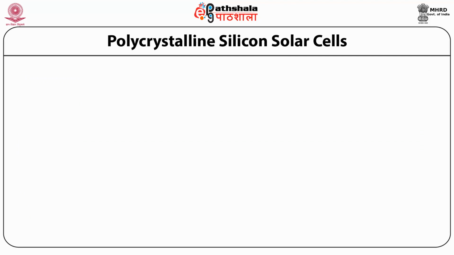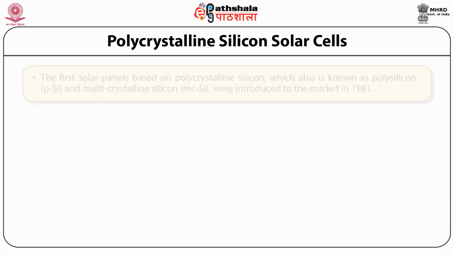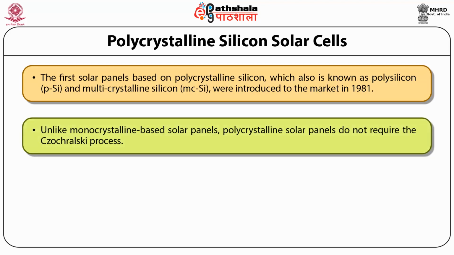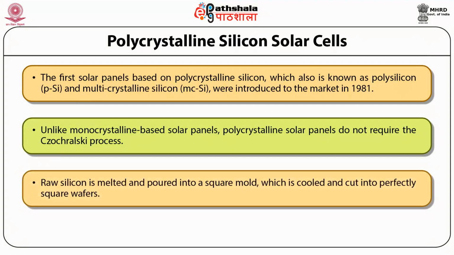The next category of solar cells is polycrystalline silicon solar cells. The first solar panels based on polycrystalline silicon, which is also known as polysilicon and multicrystalline silicon, were introduced to the market in 1981. Unlike monocrystalline based solar panels, polycrystalline solar panels do not require the Czochralski process. Raw silicon is melted and poured into a square mold, which is cooled and cut into perfectly square wafers.